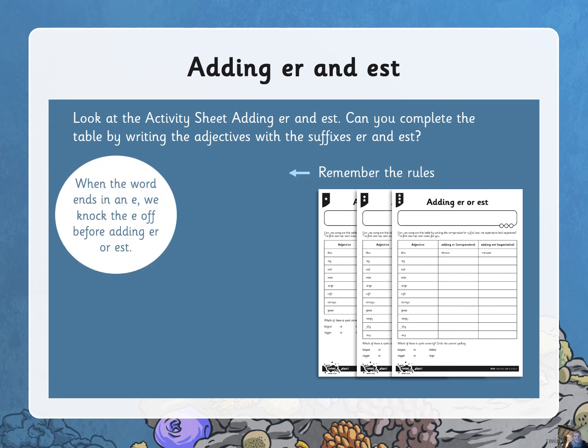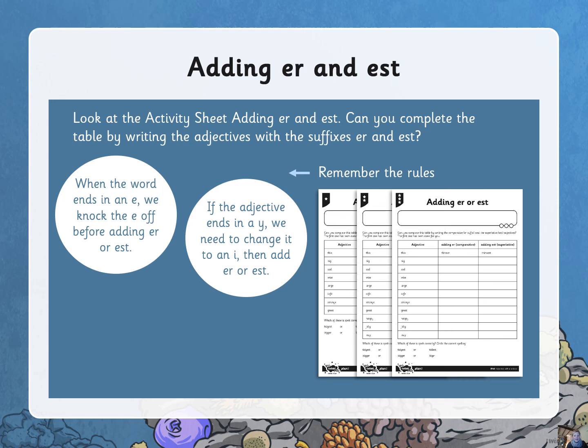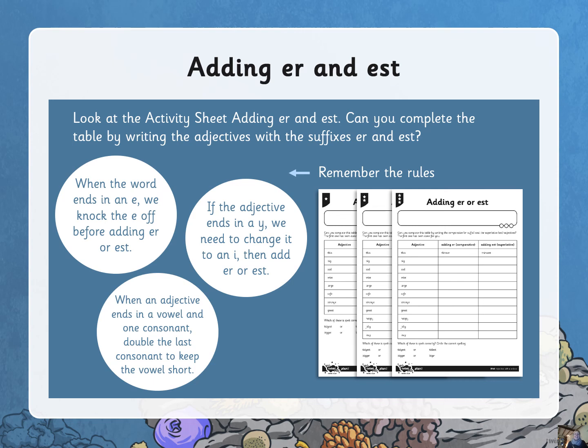Remember, when the word ends in e, we knock the e off the end before we add er or est. If the adjective ends in y, you've got it, we change the y to an i, and then we add er or est. Can you remember the last spelling rule? It's the trickiest one of all. When an adjective ends in a vowel and then a consonant, double the last consonant to keep the vowel short. Okay, I'm sure you're going to get on fine with this.